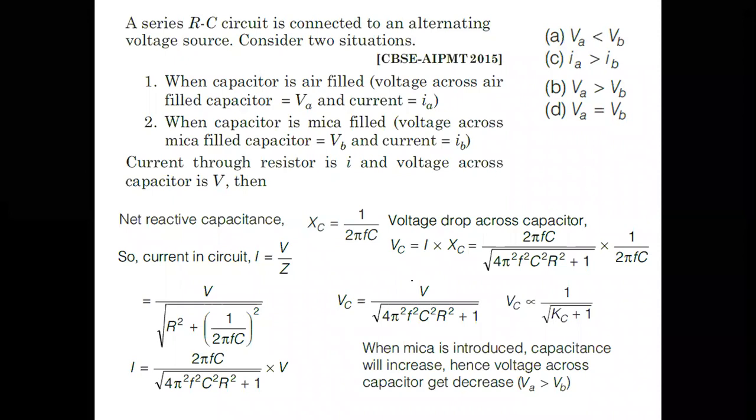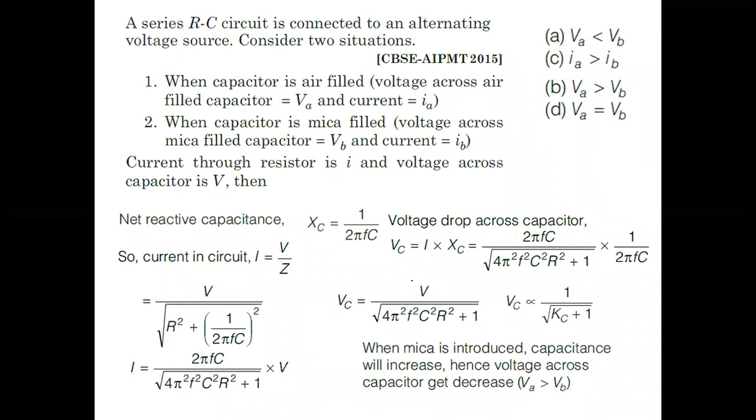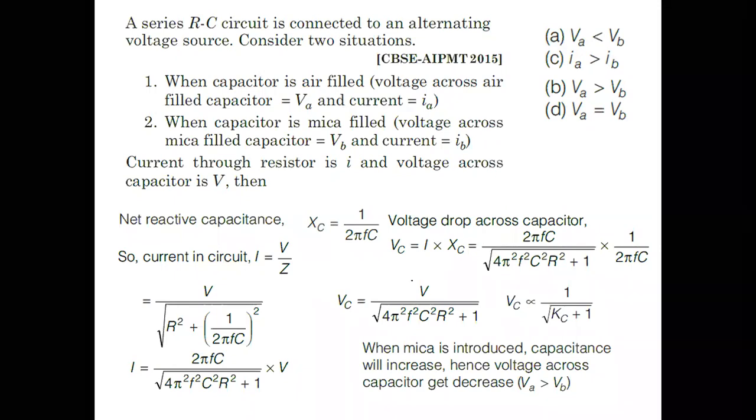VA is greater than VB. Why is VA greater? Because K increases. When dielectric is introduced, capacitance increases, but voltage across the capacitor decreases. Voltage decreases means the voltage across the capacitor when mica is filled, that is VB, decreases and VA increases. Hence, the relation is, of course, VA greater than VB.